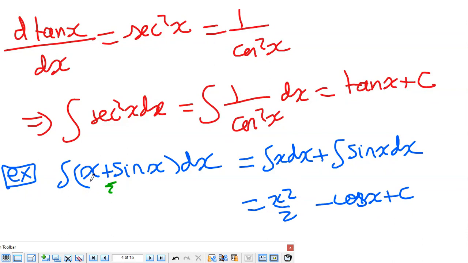Example, if I need to find the integral of x plus sine x dx, I can separate. There is a plus. Integral of x is x squared over 2. Integral of sine is minus cosine, plus the constant. Also, if you do the derivative, 2x over 2 is x. Derivative of minus cosine is sine. And then I will have the answer.